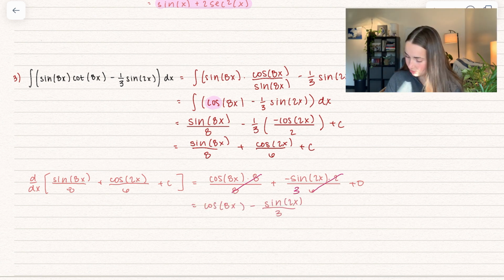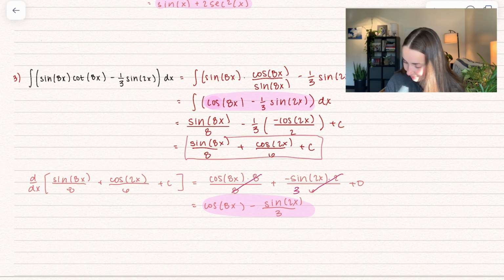Okay, so let's go ahead and make sure this matches. So we have this whole thing right here, and we took the antiderivative of this whole thing. So that totally does match, and that tells us that this whole thing right here is our solution.